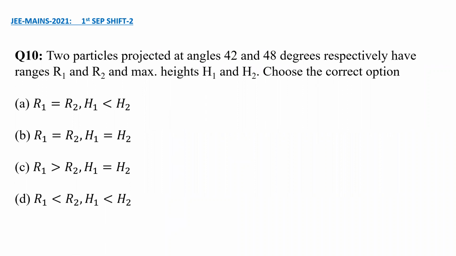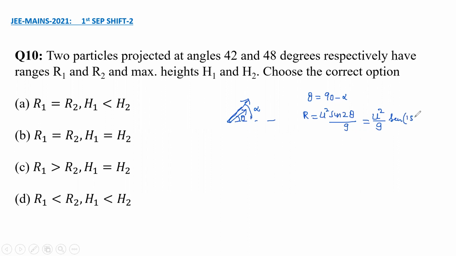We have two particles projected at complementary angles. So one of them is projected at theta. The other one is projected at alpha, such that theta is equal to 90 minus alpha. Range is u square sine 2 theta by g, and it is the same for complementary angles, because this can also be written as u square by g into sine of 180 minus 2 theta, and that will be nothing but u square by g into sine 2 alpha. Okay, and therefore the range is the same for both of them.